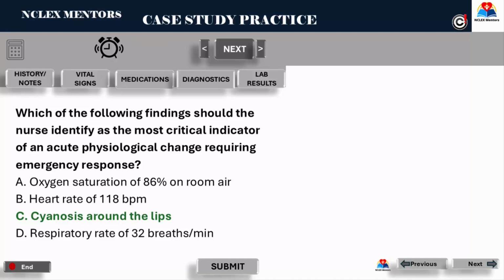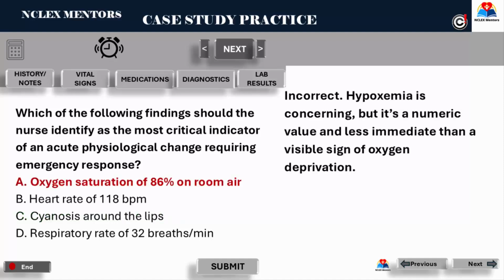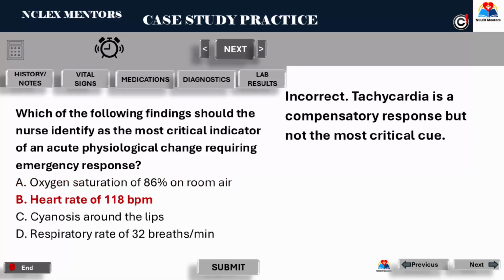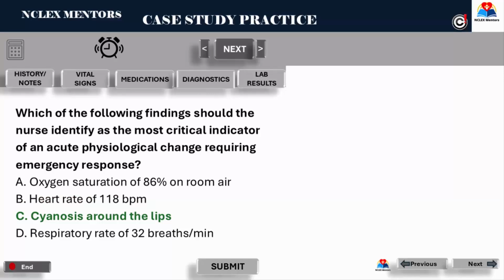Answer. The correct answer is C. Cyanosis around the lips. Explanation. A. Oxygen saturation of 86% on room air. While this is certainly concerning and requires intervention, it's a number, and numbers can sometimes improve quickly with oxygen support. Cyanosis, however, shows that the tissues are already deprived of oxygen. B. Heart rate of 118 BPM. This is an elevated heart rate, but it's the body's natural response to compensate for low oxygen, not the most immediate danger.